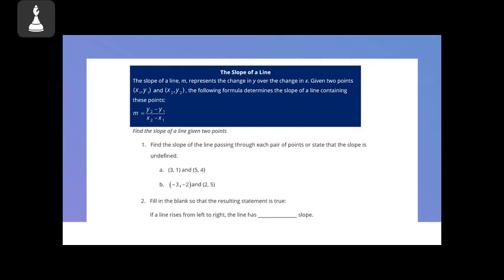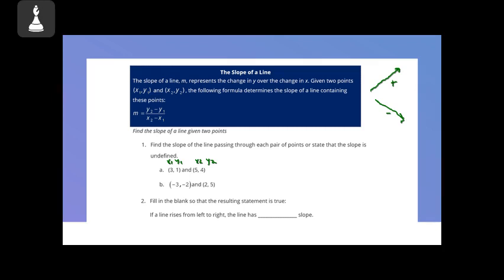We're going to talk about how we find the slope, be it up from left to right for a positive slope, or down from left to right to be a negative slope. First thing I'm going to do is label my points. So I have 3, 1, so x1, y1. And 5, 4 is x2, y2.